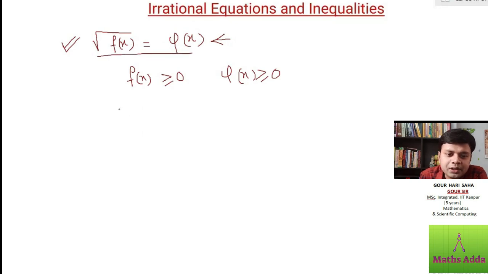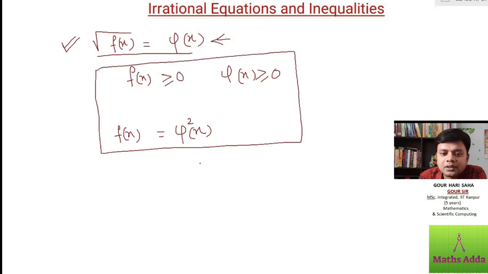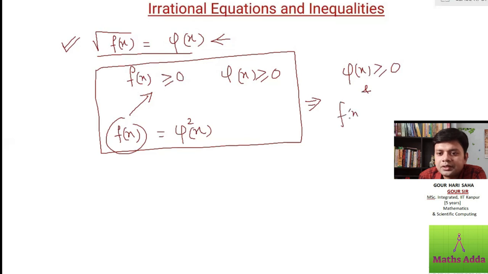Square both sides, and then it is f(x) on the left side and psi square(x) on the right. Now we can simplify it further. If f(x) is psi square, certainly it is positive, so what is the point in writing that condition? We will not write it, since it is writing the same thing two times. So we will write psi(x) greater than or equal to 0 and f(x) is equal to psi square(x). This is the condition.